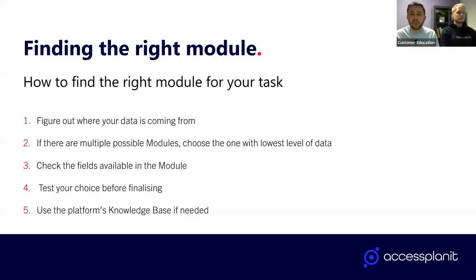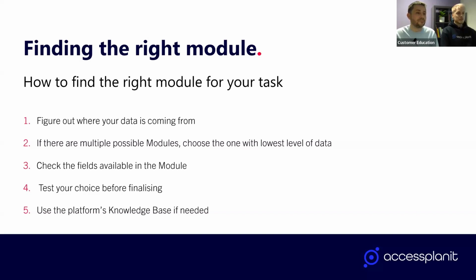If there are multiple possible modules, always choose the one at the lowest level of data, the one that represents individual records rather than broader categories. For example, if your email is going to contain information about a course and a delegate, you would use delegate. This is because a course can have many delegates, but each delegate only belongs to one course. So if you're sending an email that needs both courses and delegate details, you choose the class delegate module because it contains records for each individual delegate along with their course information.